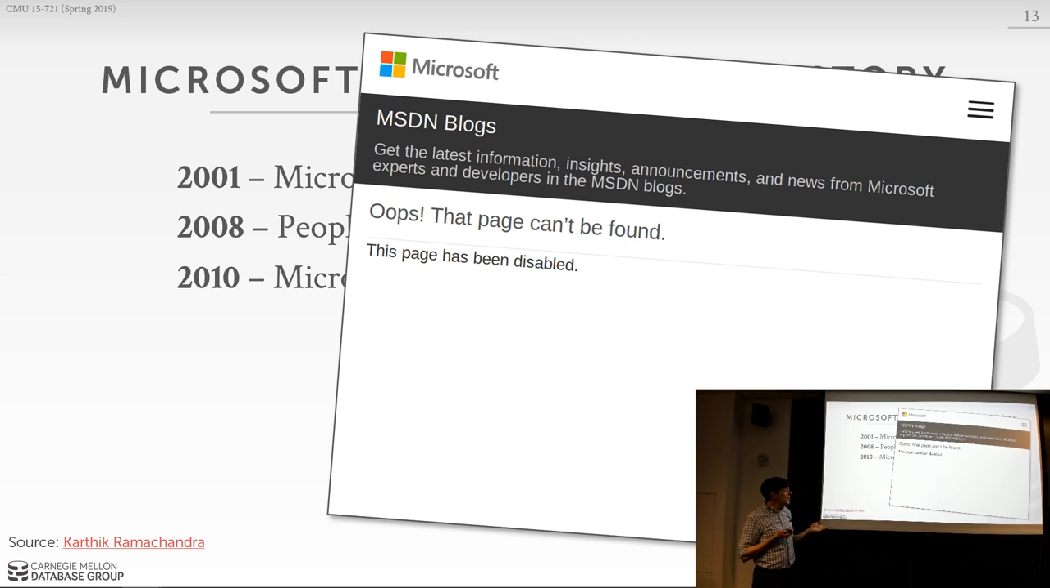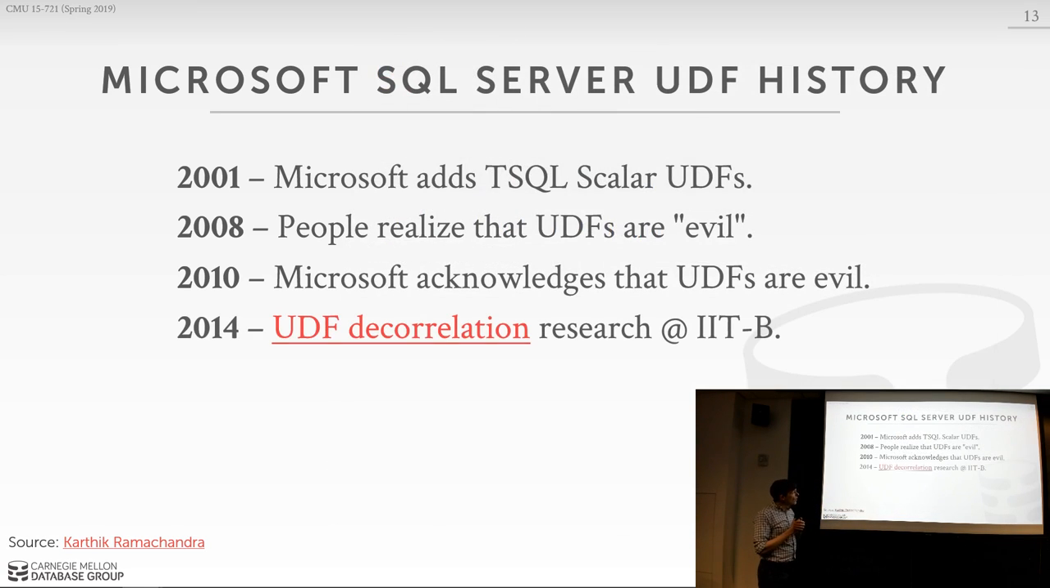All right, so by 2010 people realized that UDFs are problematic, but everyone's still using them because it's a nice programming abstraction for developers. Instead of having to cobble together some funky SQL statement to do exactly what you want, you can write a little T-SQL, do more complex things, and just have your query invoke that. Now the author of the Freud paper is this guy, Karthik. He was a PhD student at IIT Bombay, and he did some early work on how you can decorrelate UDFs and do some early inlining. Some of this is a precursor to what Freud was doing.